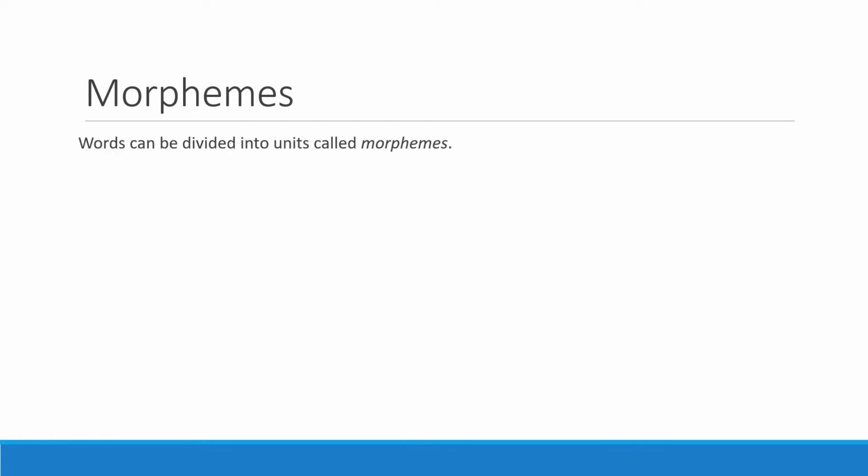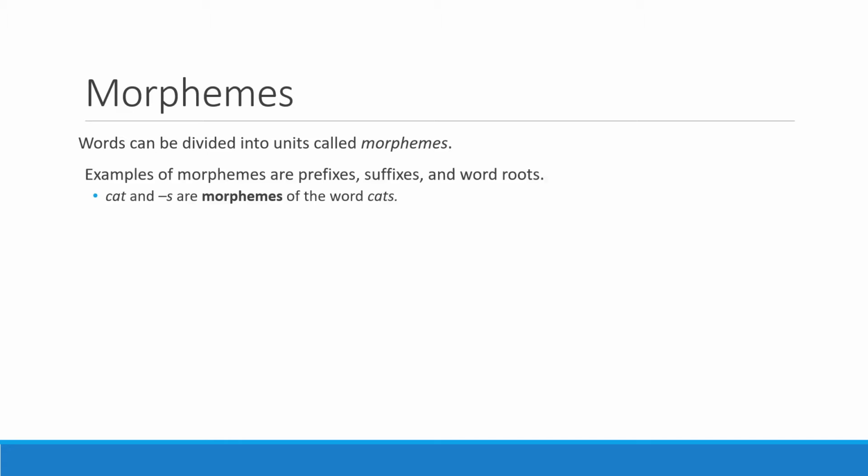Words can be divided into smaller units called morphemes, but words can also be divided into smaller units called syllables. So don't confuse those two things, because some morphemes are more than one syllable. Like the morpheme ity is a suffix, and that is actually more than one syllable. So words can be divided into morphemes.